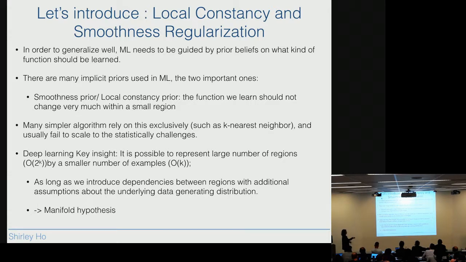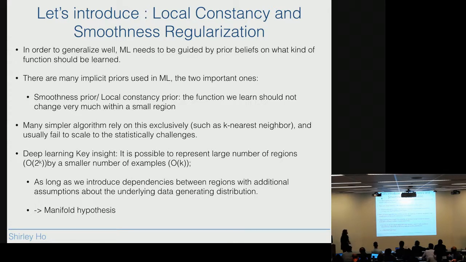So k nearest neighbor is basically the biggest offender. It will fail to scale to statistical challenges, because if the dimension is really high, you'll have trouble doing k nearest neighbor. Anyone who's done it will probably see it. So the deep learning key insight is that it is possible to represent a large number of regions, say of order 2 to the k, by a small number of examples. That's basically the same idea as going into a small number of manifolds. So it's not all over the place.